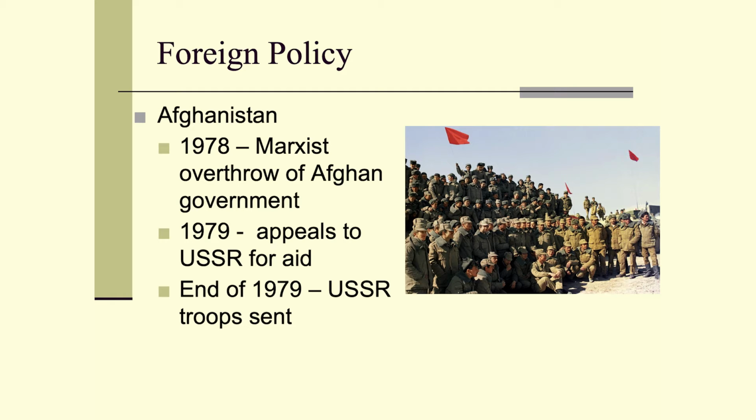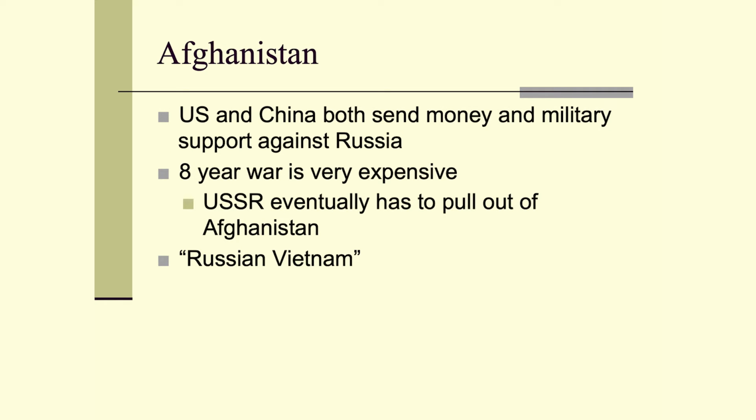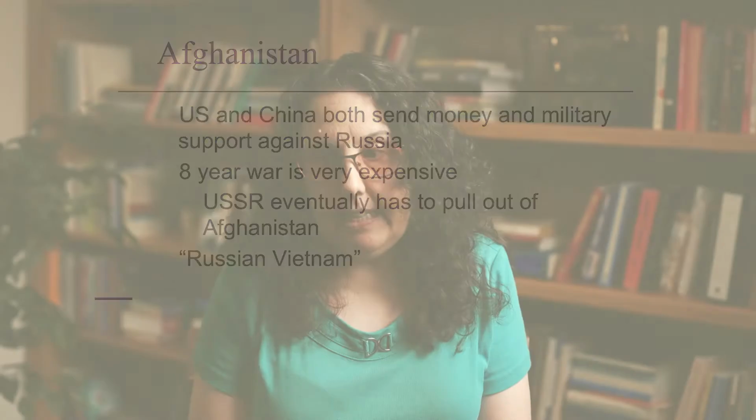And as you probably know from this class, most of the time when you think it's going to be a quick little war, it's not a quick little war. So one of the problems in Afghanistan is both the US and China send money and military support to the people who are fighting Russia. So in Afghanistan, you have groups that are receiving Chinese assistance, groups that are receiving US assistance, and then the groups that are working with the Soviet Union. Those groups, the US and China support is a major problem for Russia.